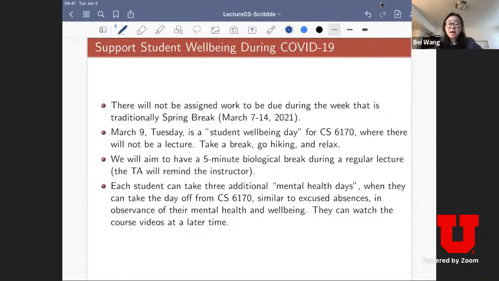The next thing is that we'll also try to have a 5 minute biological break during regular lecture time. And of course, the TA has to remind me, because once I start teaching, I'll just go full force. So interrupt me if you want to. The break is going to be between 9:40 and 9:45. So we'll take a break at 9:40 and then come back at 9:45. Yeah, I have an alarm set up. Okay, great. But interrupt me once I finish my sentence.